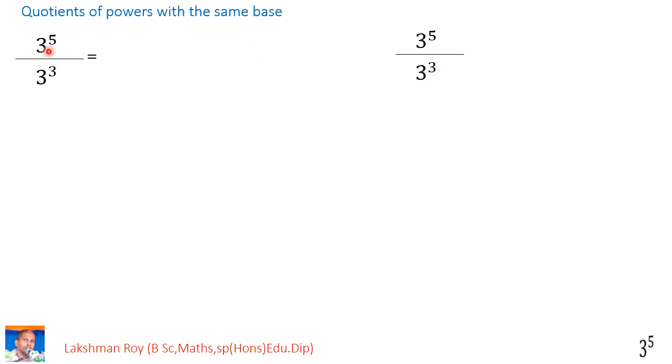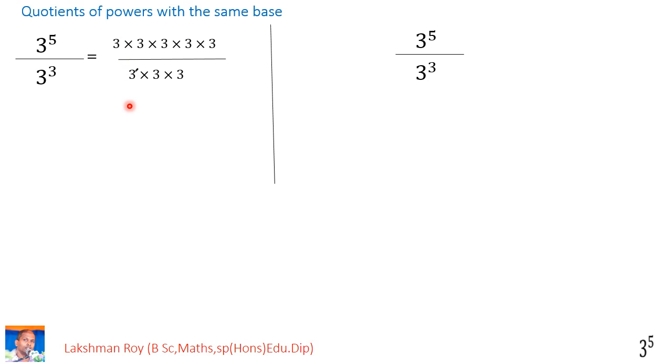Here I write the product, that means the expanded form of these two powers. 3 to the power 5 means 3 should multiply 5 times, 3 into 3 into 3 like that. Then in the denominator, 3 to the power 3 means 3 should multiply 3 times. That means you can divide the numerator value and denominator value by a number. You can see this 3 and this 3, cut.